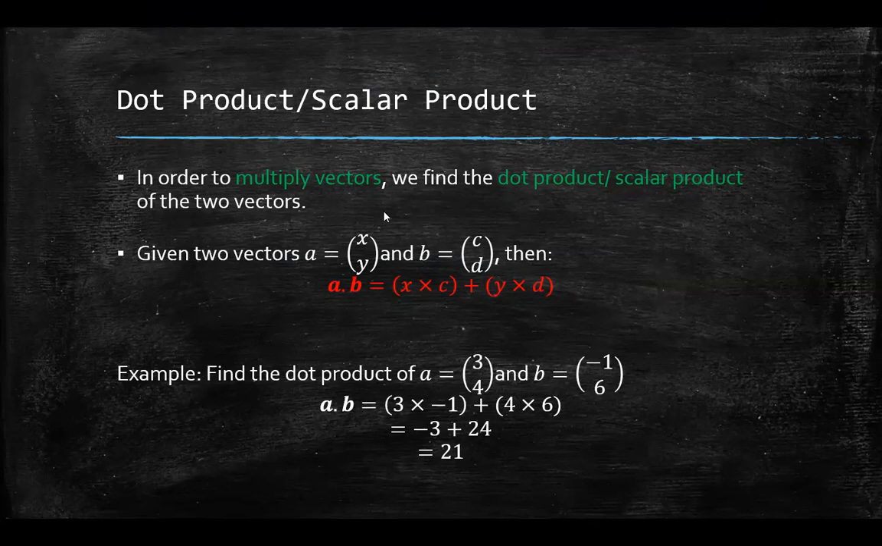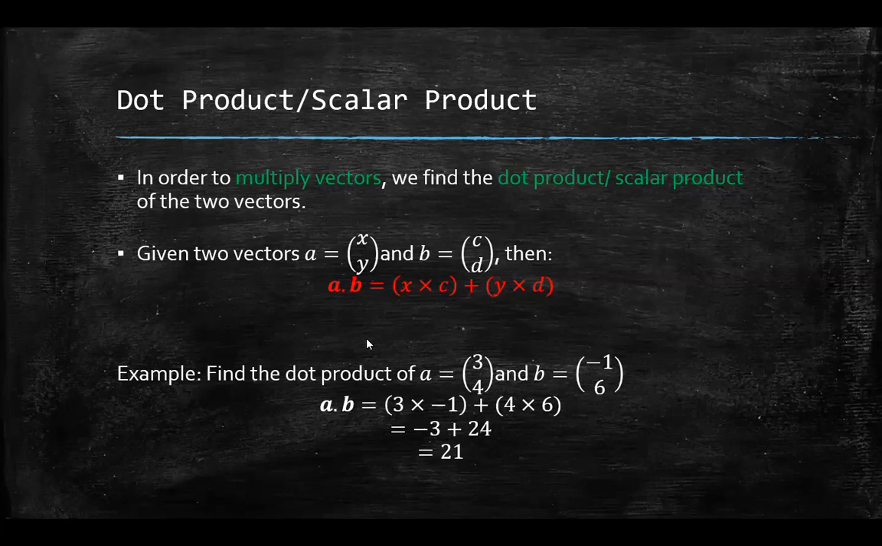And how would you do that? Well, say you're given two vectors, column vectors, right? So A is (x, y) and B is (c, d). In order to find the dot product, or in order to multiply these two vectors, you would find the product of the X components, so the product of the numbers on top, plus the product of the numbers below, so the Y component. And that's it.